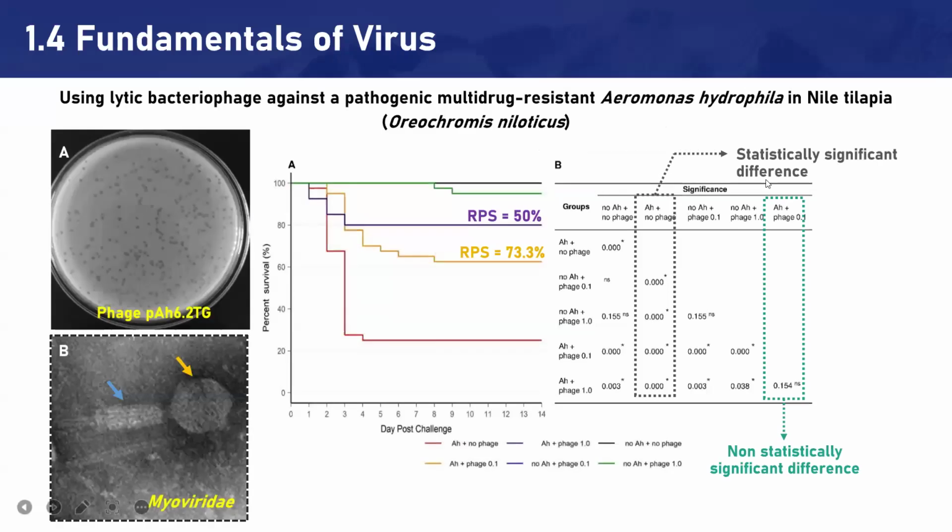the phage group can increase the survival rate of the experimental animals from 50 to 73.3%, which is very potential for application.